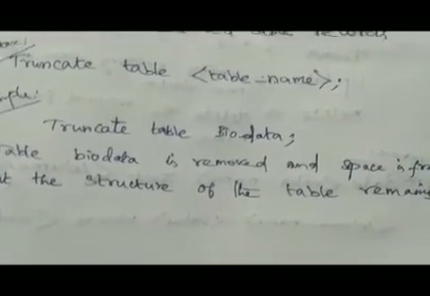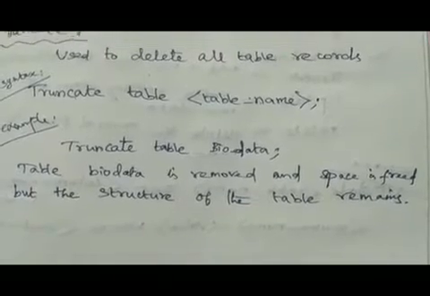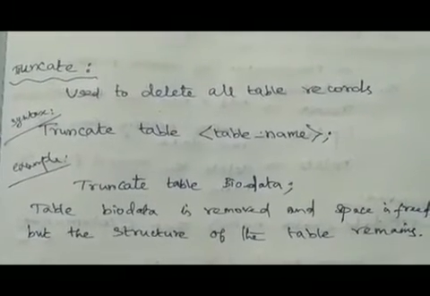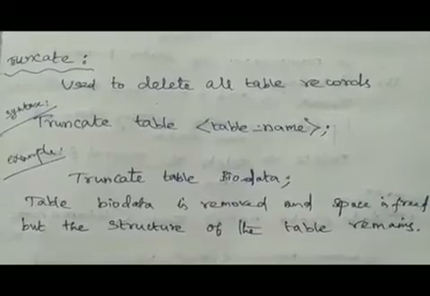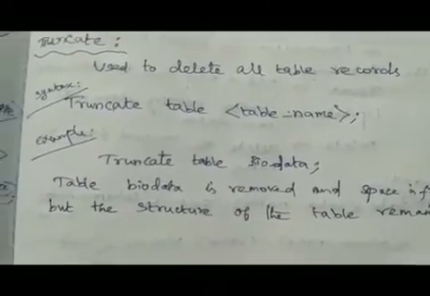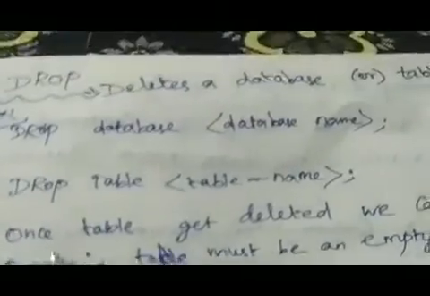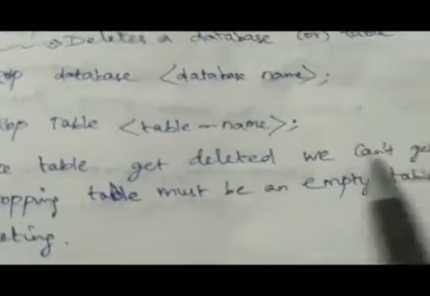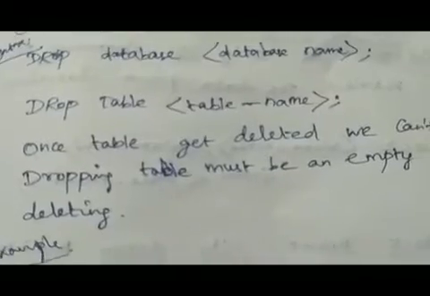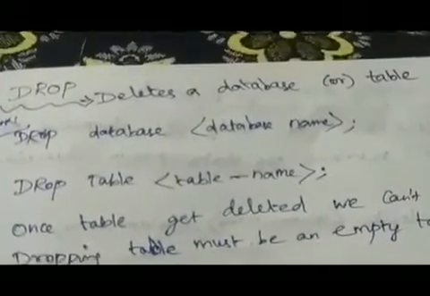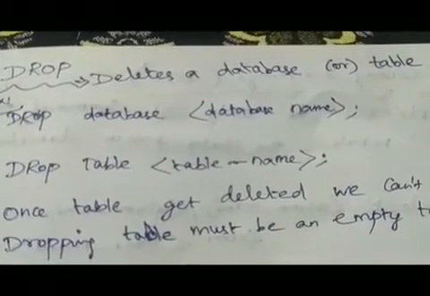If we want to delete the structure also, because we don't need the table itself now, we have to use the drop command to delete the entire structure of the table. So you see here, once the table gets deleted, we can't get it back. So we cannot get back the structure now. We have to delete the entire table, including the structure, from the memory.